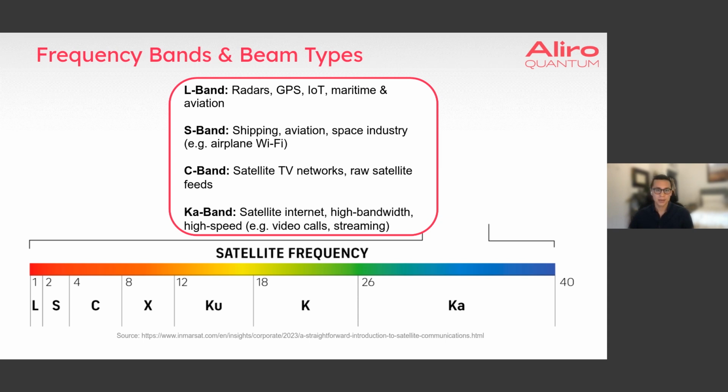As we move into the C-band, this is a lot of satellite TV traffic and also responsible for raw satellite feeds, so satellite imagery. And the biggest band that is used is the Ka band. The Ka band is carrying the majority of our satellite internet traffic, specifically for high bandwidth and high speed applications, such as video calls and streaming an Aliro webinar.